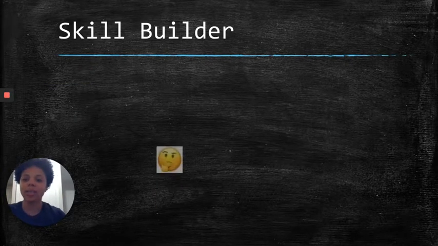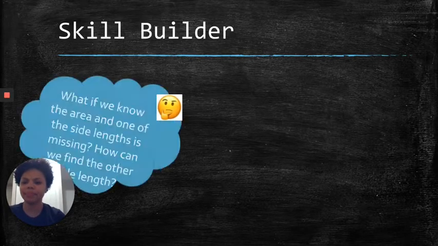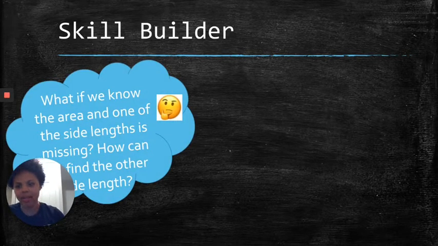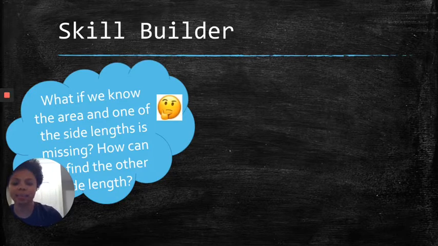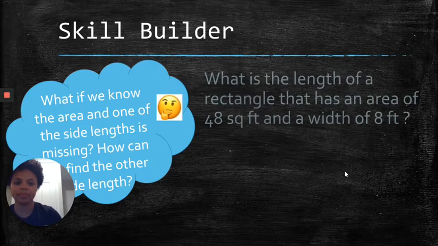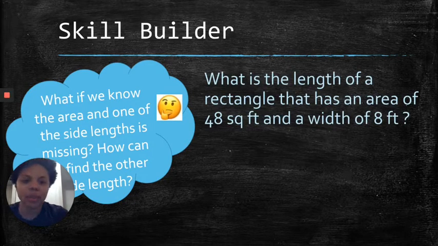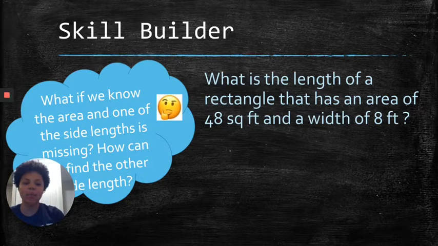So let's keep learning. What if we know the area of a rectangle, but one of the side lengths is missing? How could we find the missing side length? For example, what is the length of a rectangle that has an area of 48 square feet and a width of 8 feet?